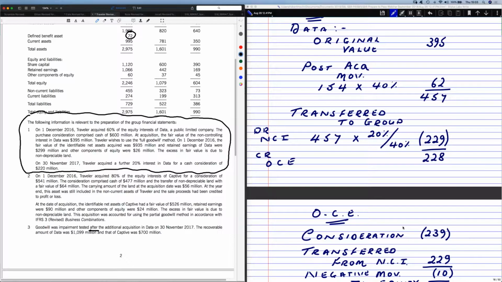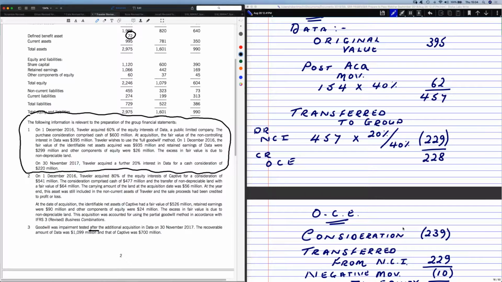Do you agree with what I've just said? Right. And please, everybody, that is the difference between reading through a question and planning a question by reading what the question actually says.